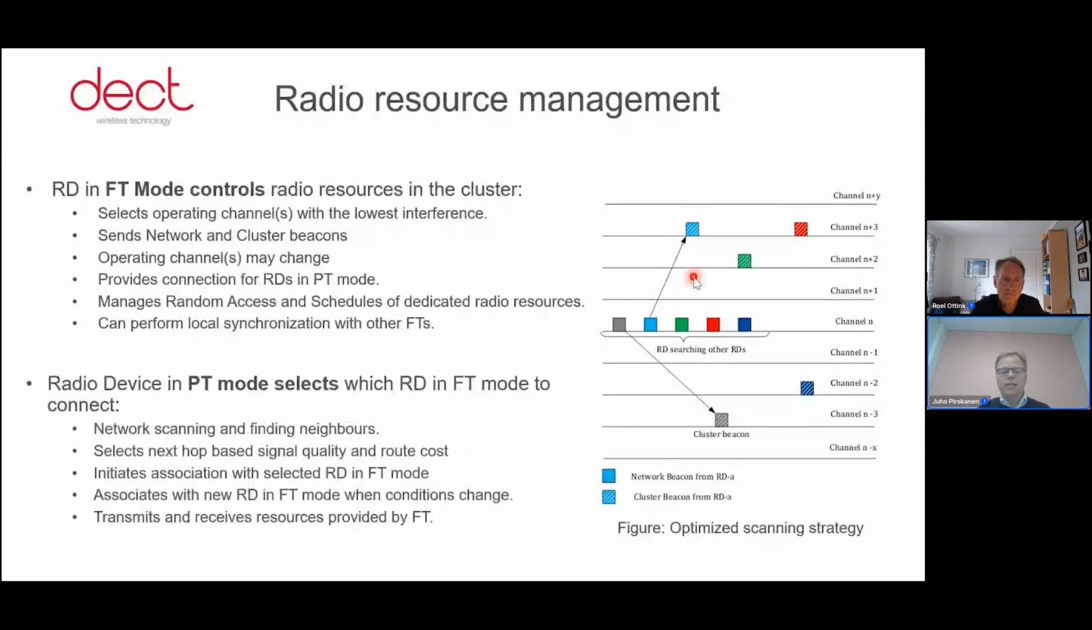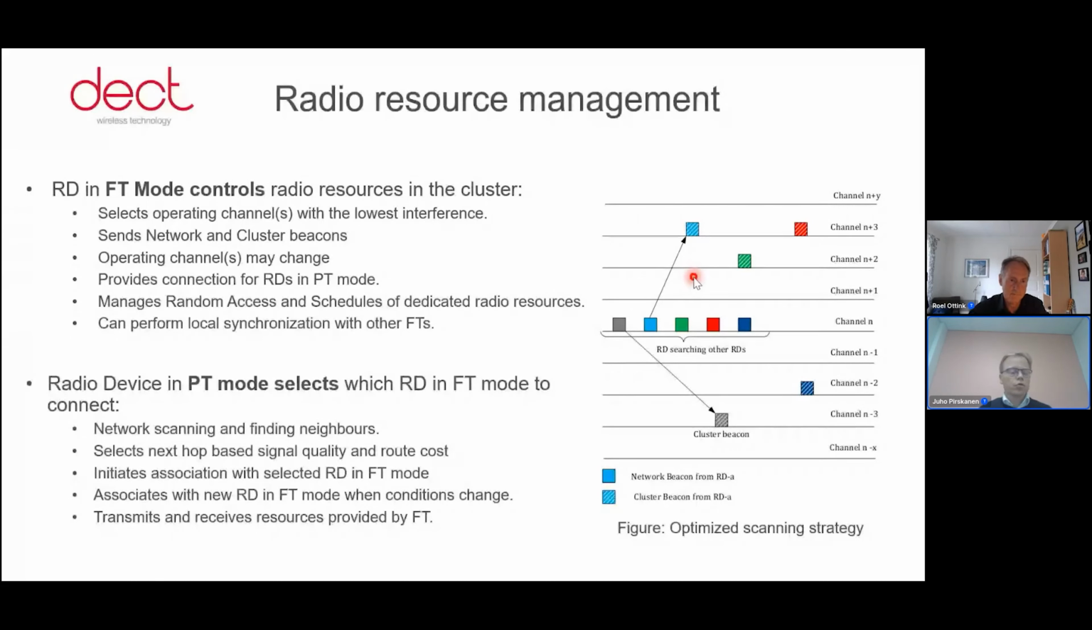And then the devices in PT mode basically find the FTs and try to measure, based on scanning, which are the best devices to connect to. Based on minimum link quality and the router cost, as I was explaining, they initiate the association, and may reinitiate the association later when the conditions are changing. And then, of course, they transmit and receive on resources provided by the FT. So that is how the cluster operates: the PT can then start transmitting data based on the configuration provided by the FT.